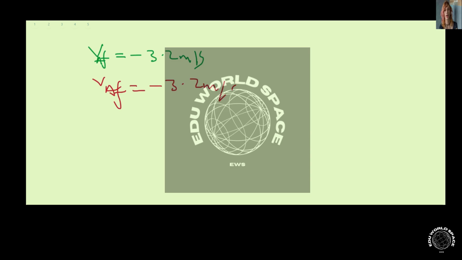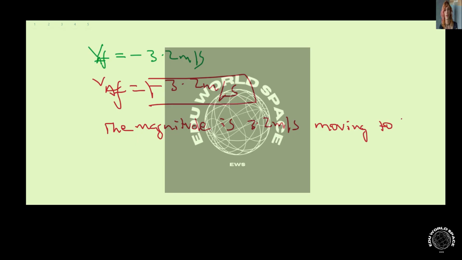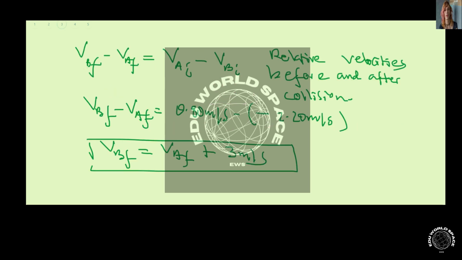So on this one, we're going to say the final velocity of A equals negative 3.2 meters per second, means that it's moving towards the right, towards the left, sorry. So the magnitude is 3.2 meters per second, moving to the left, and then now we can go back and use this equation right here to get the final velocity of B.